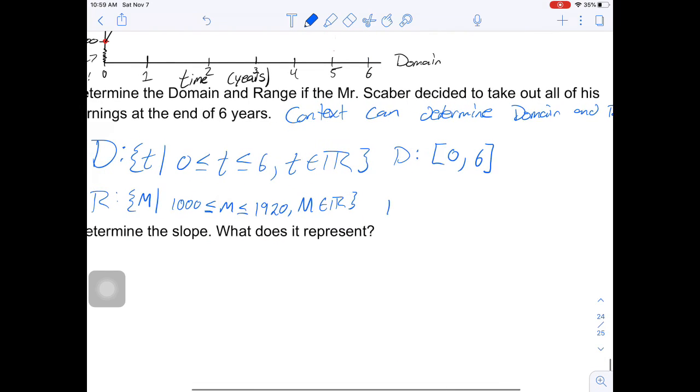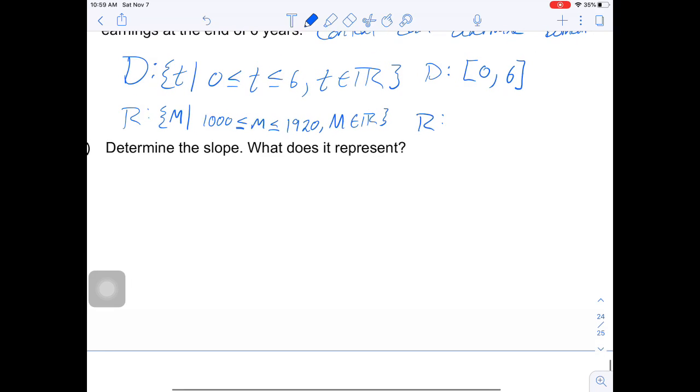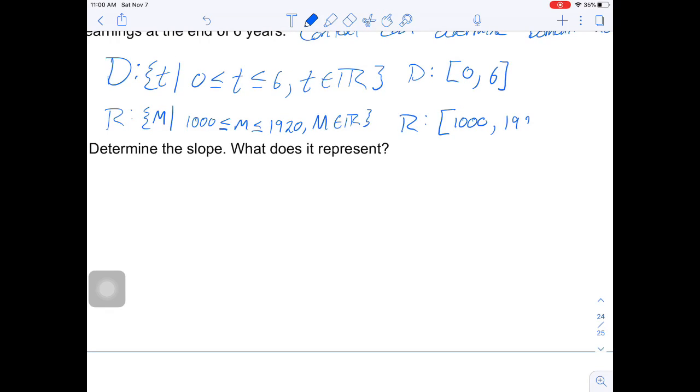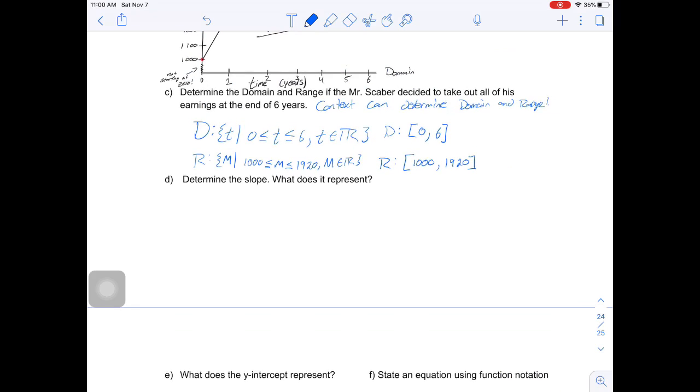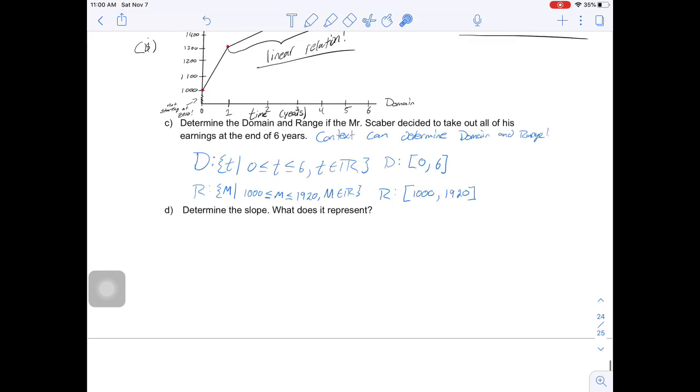How would I state that using interval notation? Well, in interval notation, my smallest number is 1,000, so that's going to be listed first. And am I allowed to equal 1,000? Yes, because that's what I start with. So I'm going to use a square bracket. And then my largest value is going to be mentioned, 1,920, and that's also going to be a square bracket. And there's my domain and range. And again, it changed based on our context. It would never make sense to have negative time, so of course time has to be greater than 0.